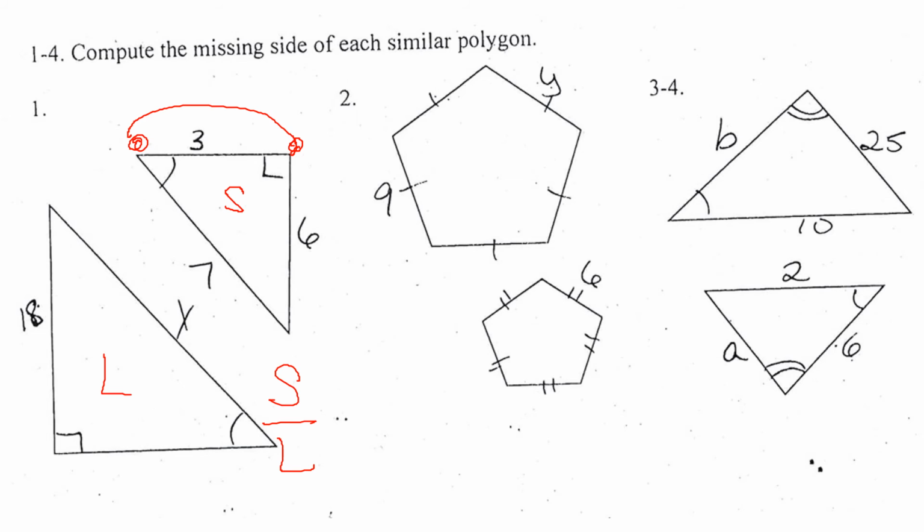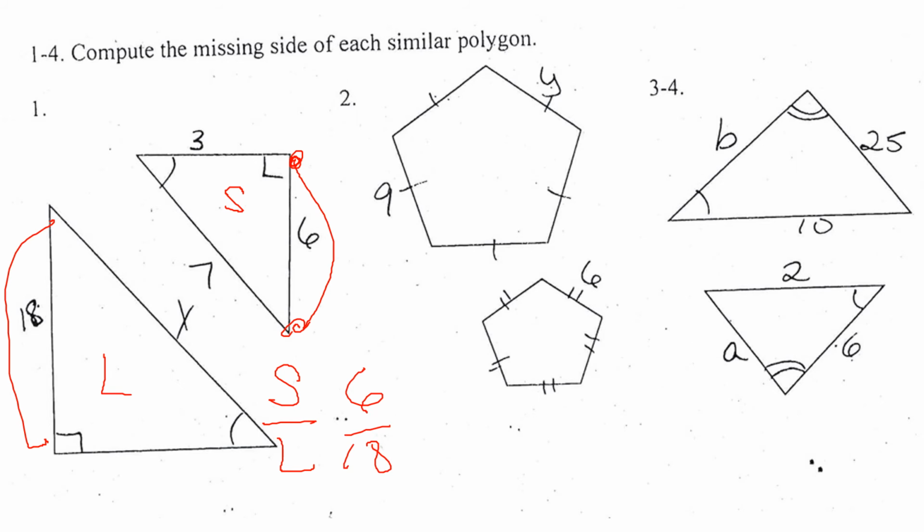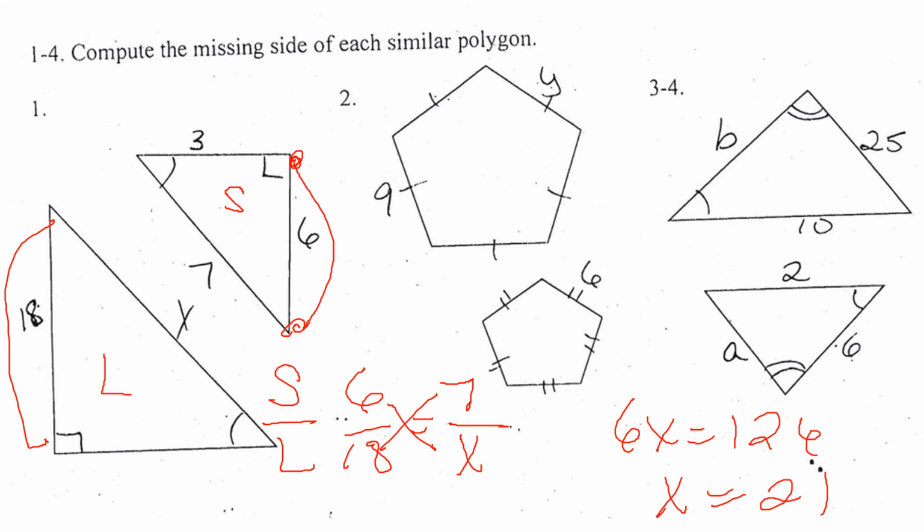When I come down here, a single hatch mark and right angle doesn't have a match. So that means I'm not going to be using the 3. But I can come back and use the 6 maybe. 6 is between the right angle and the corner with nothing, and that goes with 18. So 6 with 18. And then finally, go back to the small, make sure you put the small on top, 7 over the X, that will be your hypotenuse. Cross multiply, 6x equals 126, and X ends up being 21.